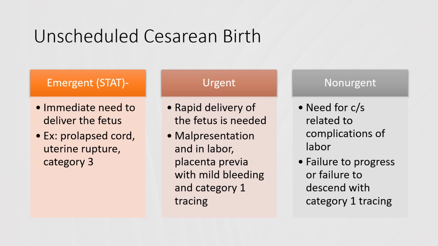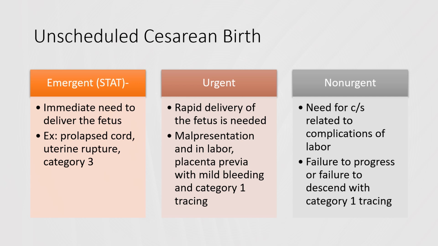The next type is urgent. There's a rapid need to deliver the baby, but it's not like right now, okay? So for example, let's say they present in labor and that baby is transverse. Okay, great. We know we can't deliver vaginally this way. We know we have to do a C-section. But do we have to do a stat C-section? No, but we need to do it a little bit faster than dragging our feet. Another urgent would be, let's say we have a known placenta previa. All of a sudden she starts bleeding a little bit, but her heart tones look fine. Okay, great, let's do an urgent.